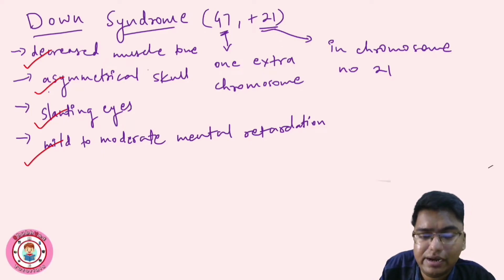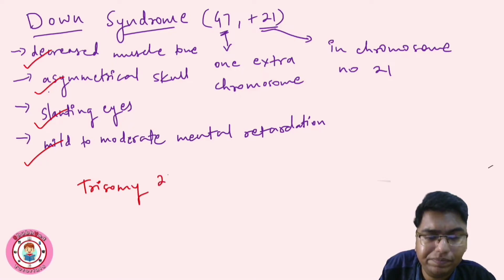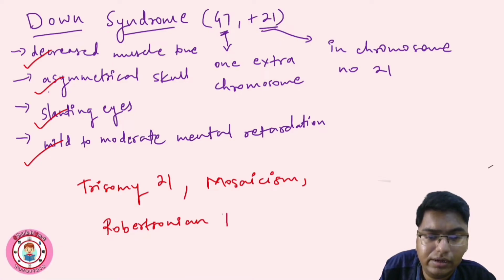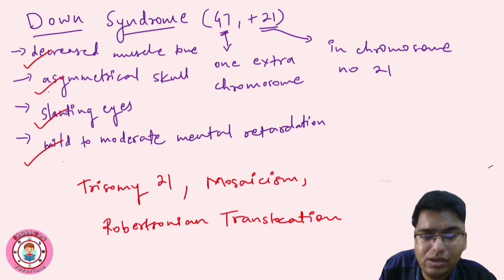to moderate mental retardation. Basically, this is caused by three reasons: trisomy 21, mosaicism, and Robertsonian translocation. The majority, the most common percentage, is seen in trisomy 21. That is one extra copy of chromosome number 21. That is the most common reason, and that is mostly seen.